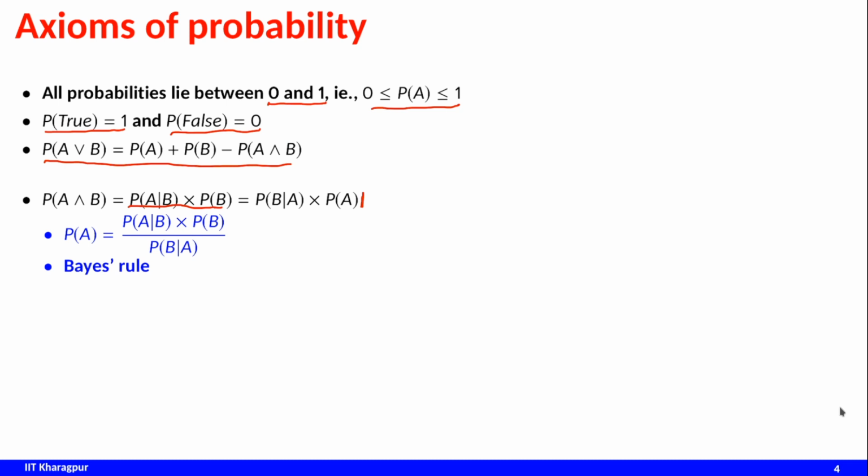If we reorganize these two, we get a nice equation: P(A given B) is P(B given A) times P(A) divided by P(B), which is nothing but the famous Bayes rule, and we'll be using this rule very frequently in the subsequent lectures.